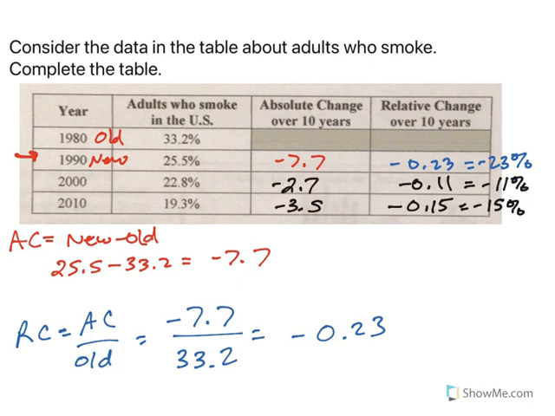So we see from 1990 to 2000, our absolute change was a negative 2.7 and our relative change was negative 11%. And from 2000 to 2010, we had an absolute change of negative 3.5 percentage points and a relative change of negative 15%.